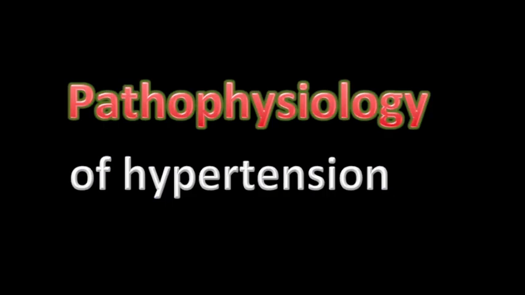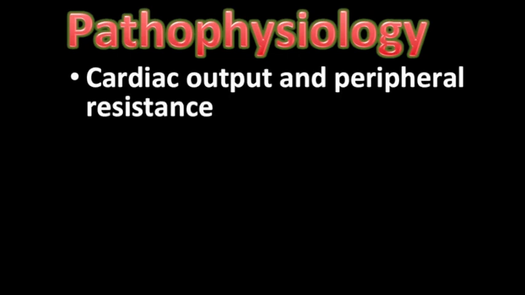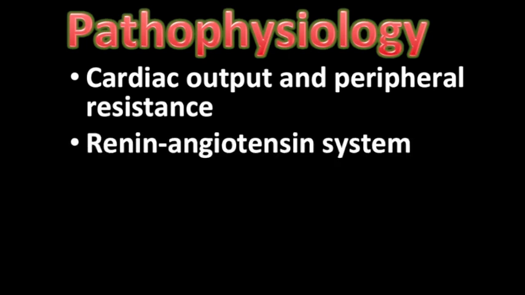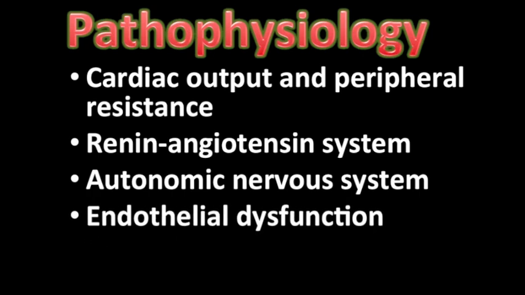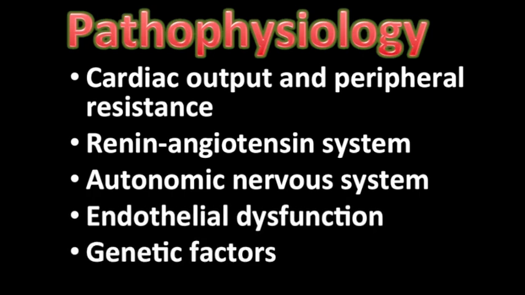There is still much uncertainty about the pathophysiology of hypertension. A small number of patients have an underlying renal or adrenal disease as a cause of their raised blood pressure. In the remainder, however, no clear single identifiable cause is found, and their condition is labeled essential hypertension. Among these factors, some are considered to play an important role, such as cardiac output and peripheral resistance, renin-angiotensin system, autonomic nervous system, endothelial dysfunction, and genetic factors.